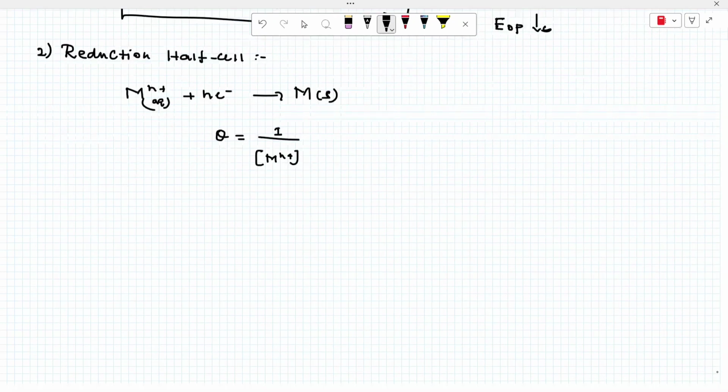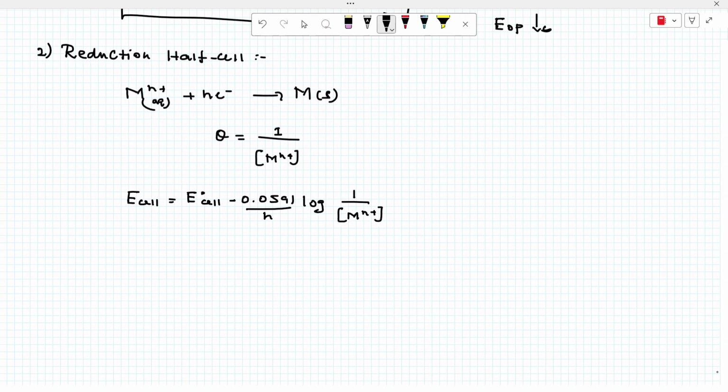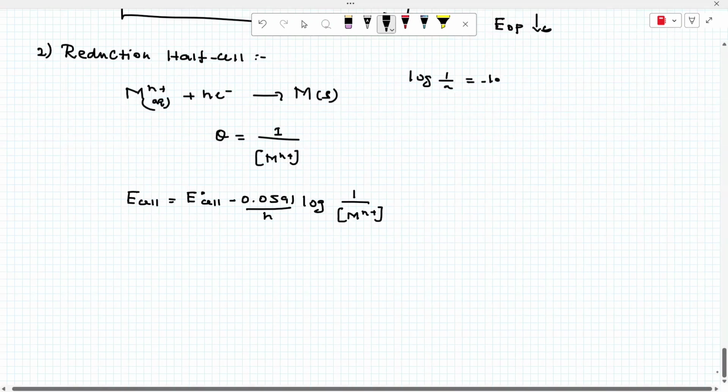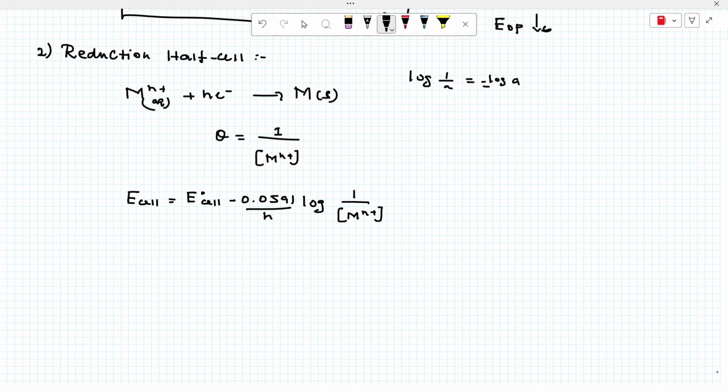Now what is the next equation for this reaction? Very simple. E cell equals E naught cell minus 0.0591 by n into log of 1 by [M^n+]. Yes or no? Can we invert it? Now log 1 by a is equal to minus log of a. Yes or no? Similarly, log 1 by [M^n+] is minus log of [M^n+]. This minus and this minus become positive.